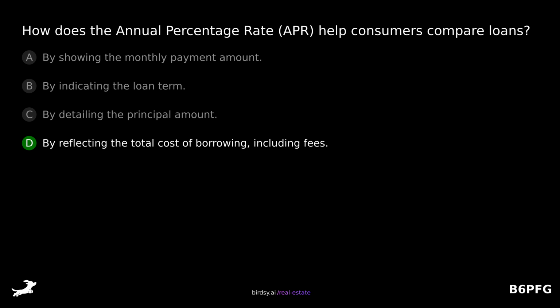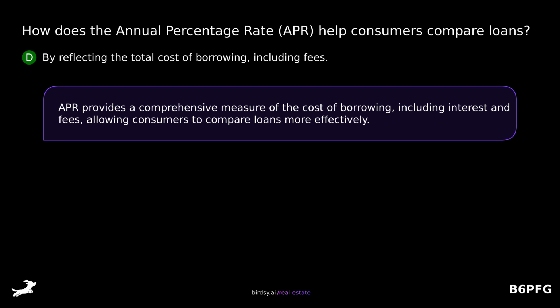The correct answer is D, by reflecting the total cost of borrowing, including fees. APR provides a comprehensive measure of the cost of borrowing, including interest and fees, allowing consumers to compare loans more effectively.